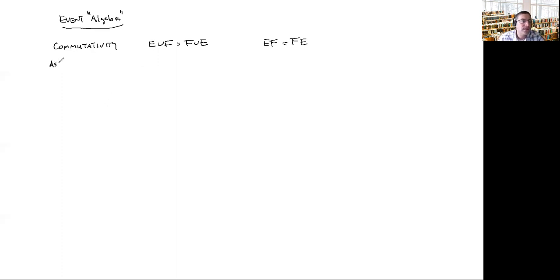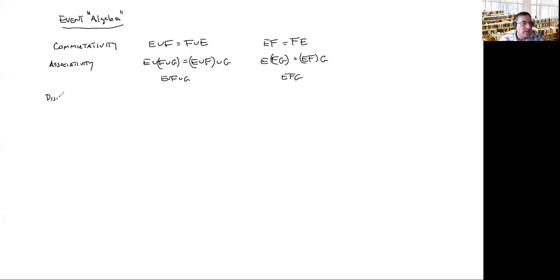Then we have associativity. That would be E union F union a third event G. Suppose we put the F union G together. We first take F union G and then we take the union with E. That's the same thing as E union F taken first and then taking the union with G. And similarly, we have something similar with intersection. E intersect F intersect G. Because it doesn't matter how these parentheses are put, we can now write in both cases E union F union G without parentheses, and in this case E F G, since it doesn't matter how you parenthesize the expression. Okay, so this is associativity.